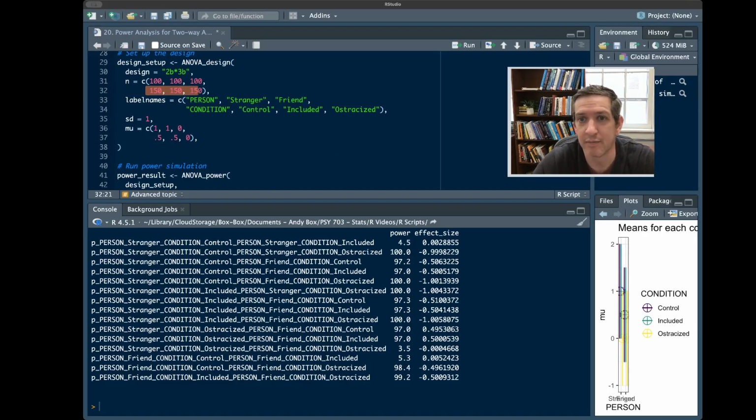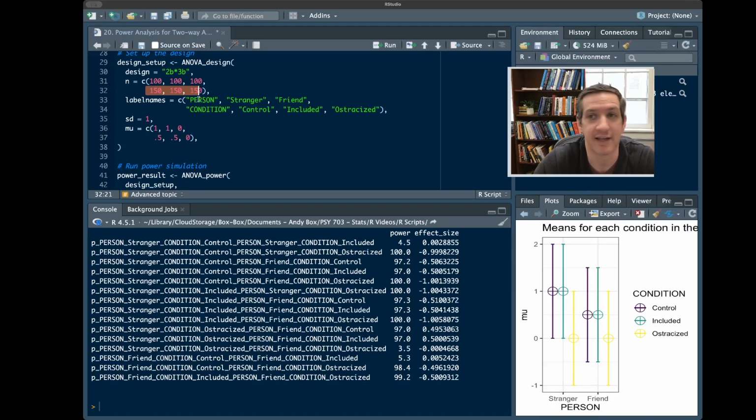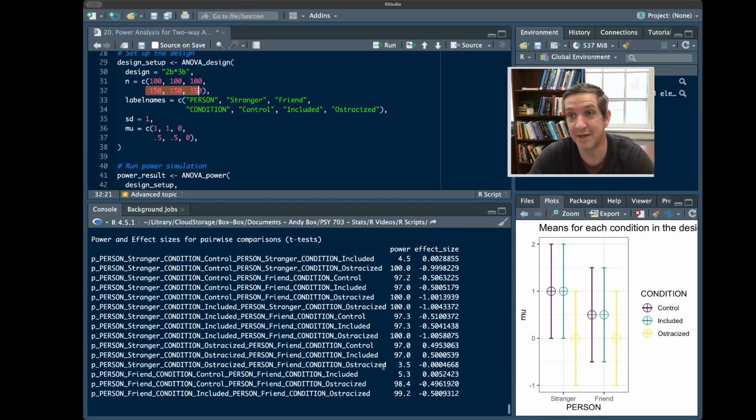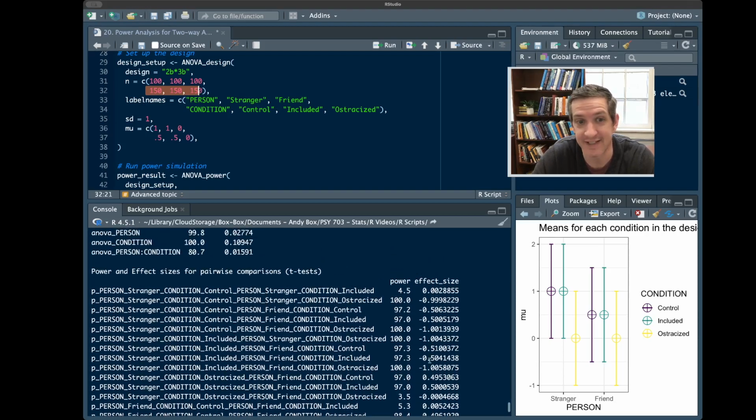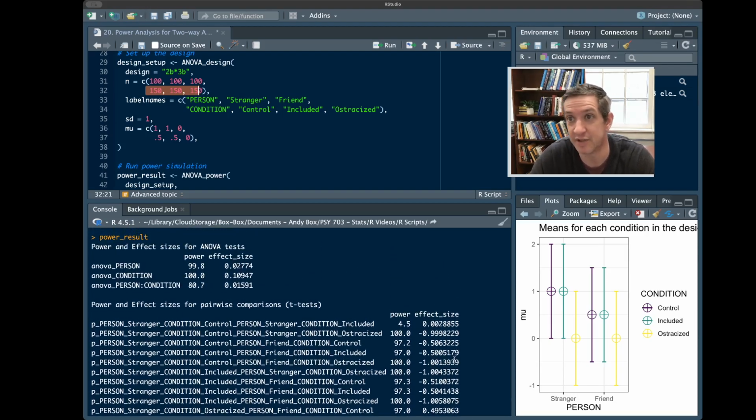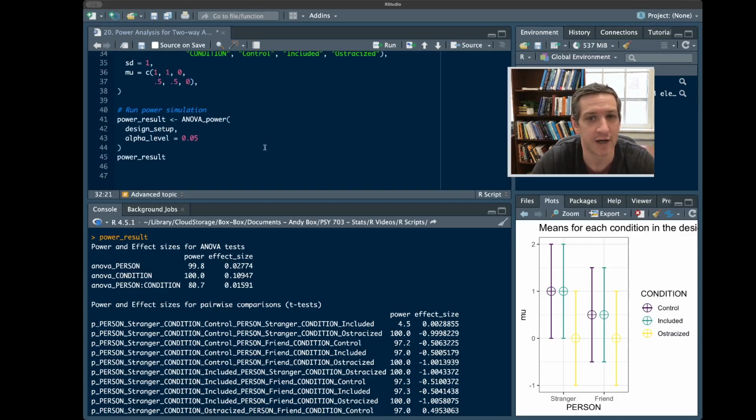Cool. So my point here obviously is not to say that you have to do this, or even that it makes a big difference in this case. Here it doesn't make a huge difference. The point is you have all the tools you need to answer all of the questions about power under different assumptions of sample size and mean differences in the population. So there you have it.